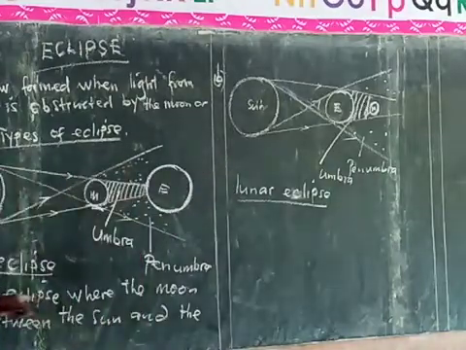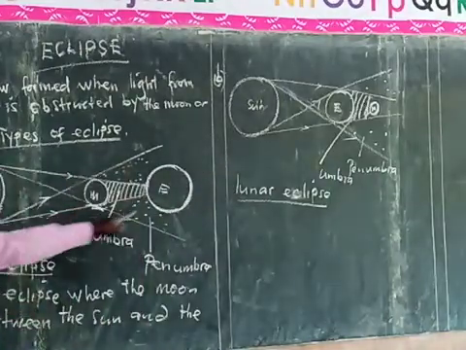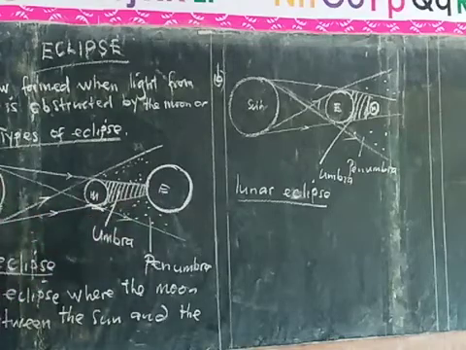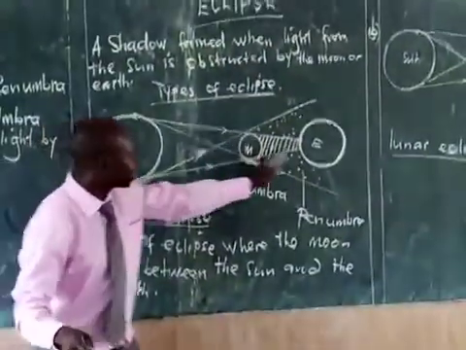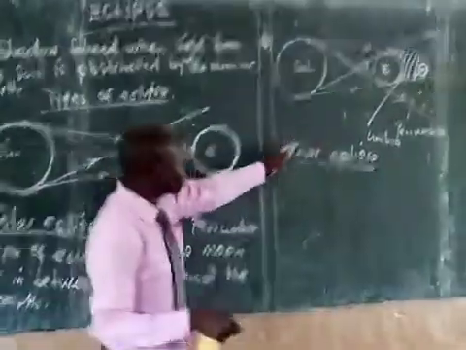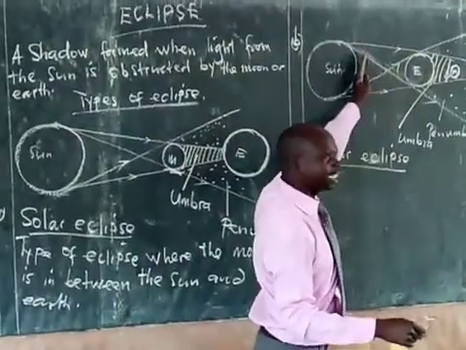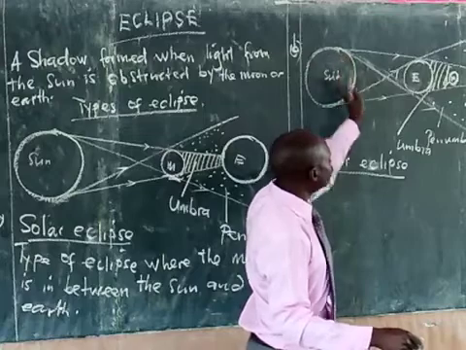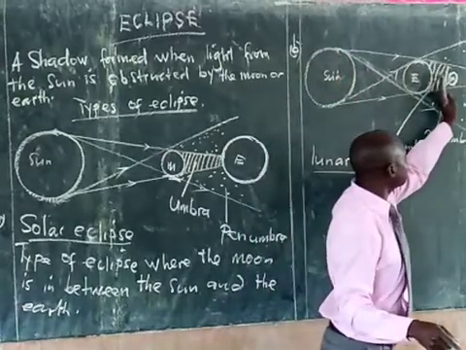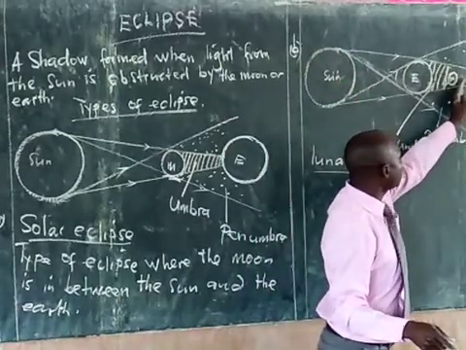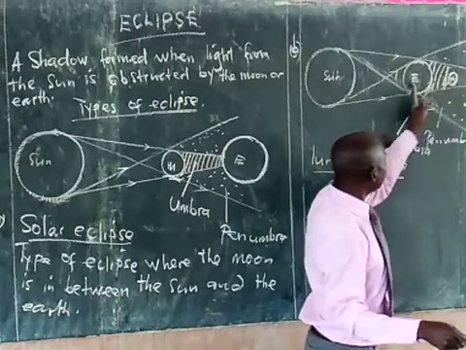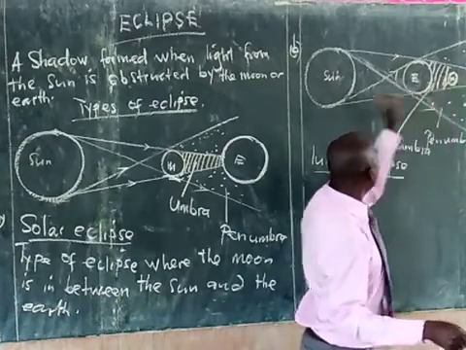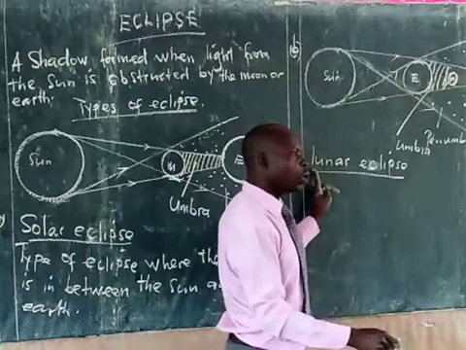Here, look at here. Here the moon is between the earth and the sun. We call it solar eclipse, which means light from the sun was blocked by the moon and there was darkness on the earth. This time it is the earth here. It is obstructing or blocking the light from the sun. So we shall experience darkness. The darkness shall be this side of the moon. Where the earth is in between the moon and the sun, we call that lunar eclipse.